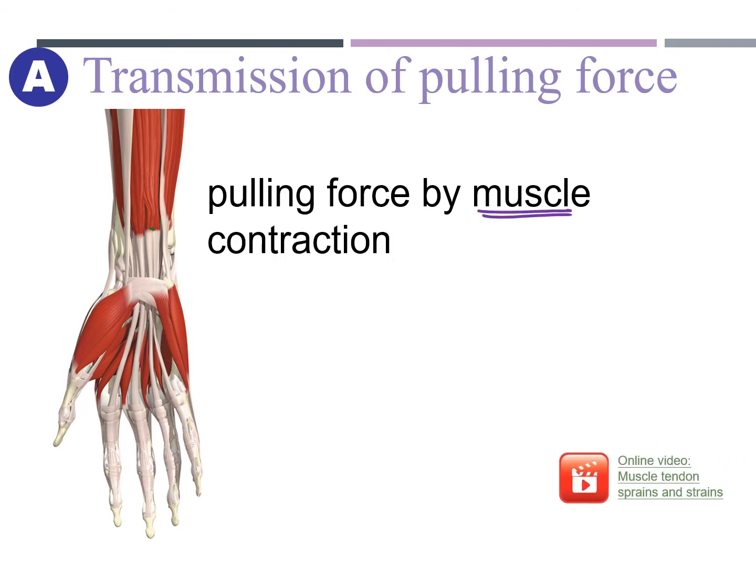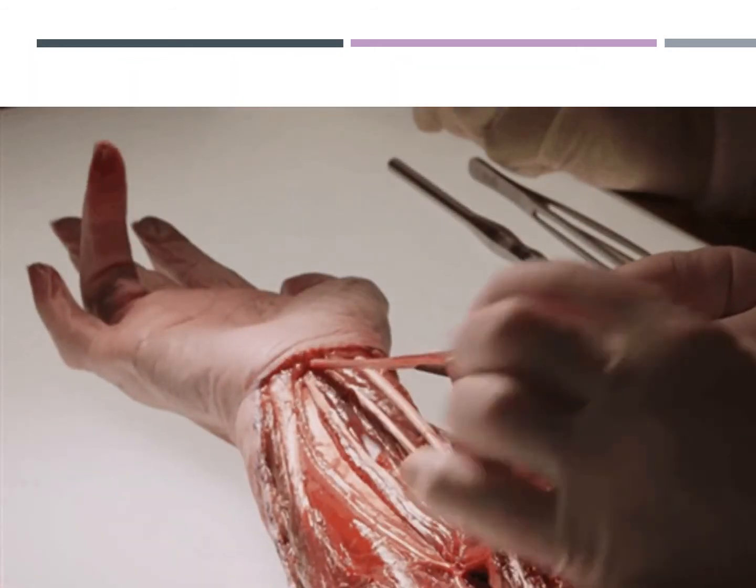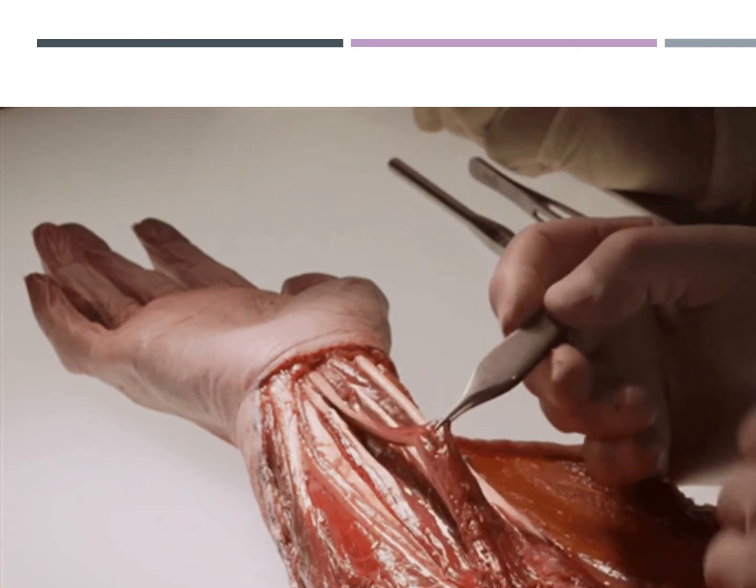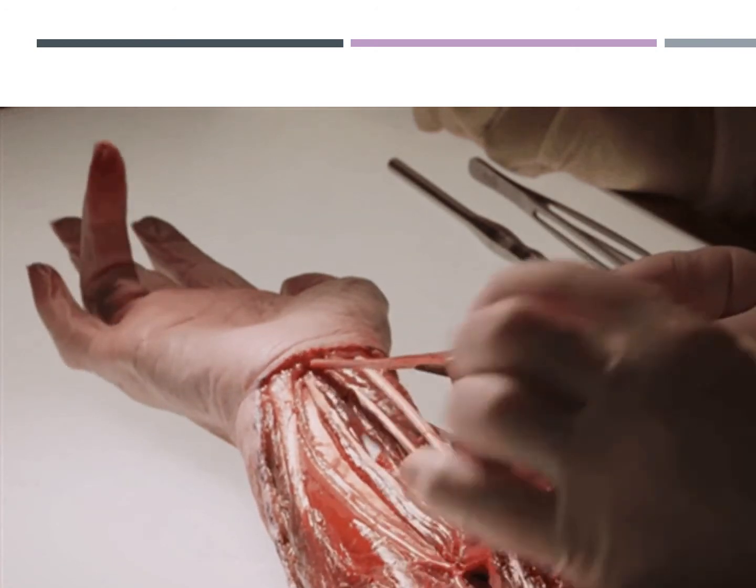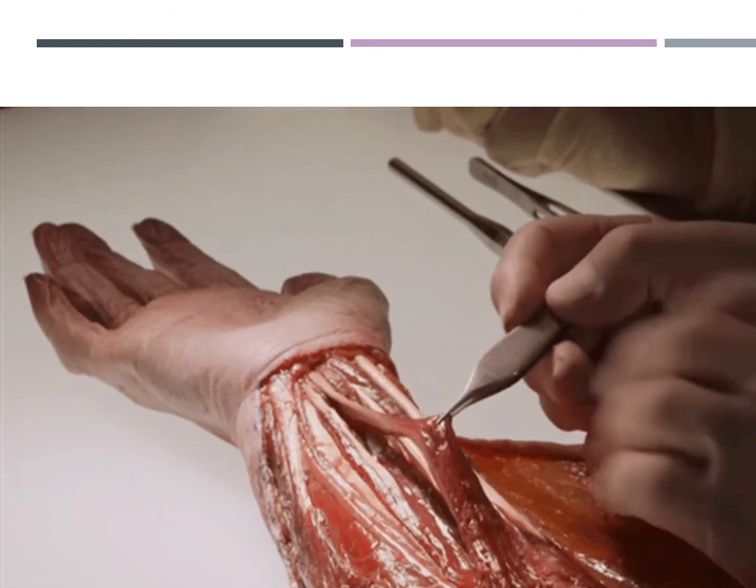When your forearm muscles contract, this contraction force will be transmitted by the long tendon. This pulling force will be transmitted by the long tendon in your arm like this. Each of the tendons helps to transmit the pulling force from the muscle contraction in the forearm. The long tendon in your forearm will transmit the pulling force from the forearm muscle contraction to your finger.